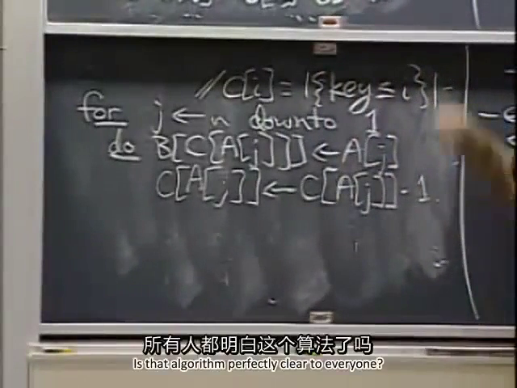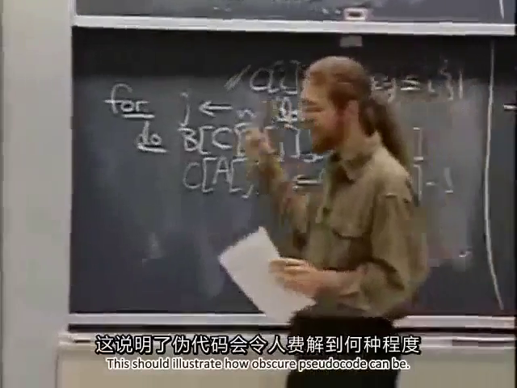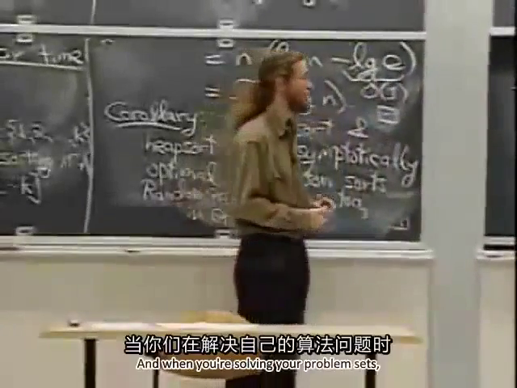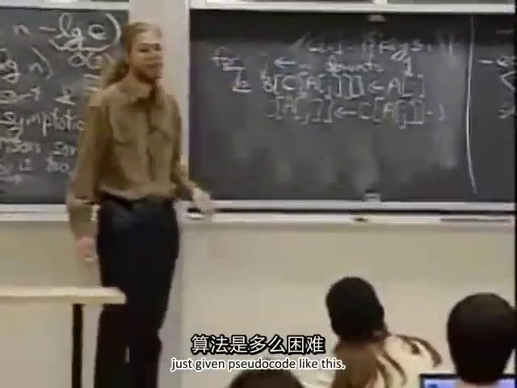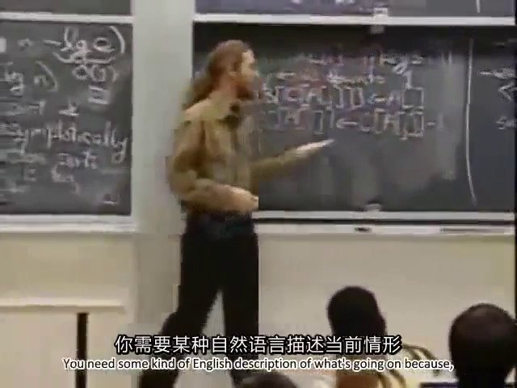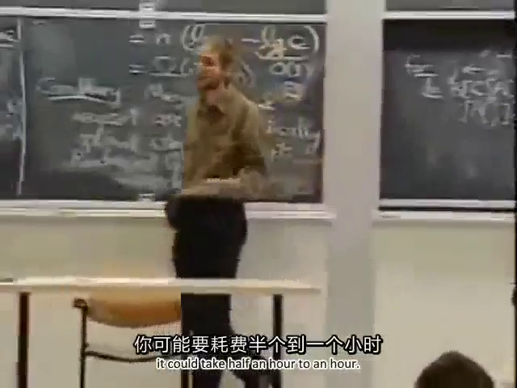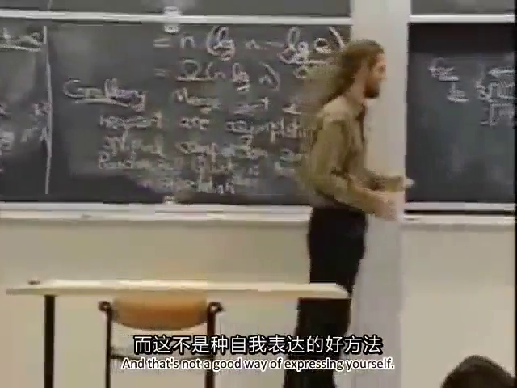So, is that algorithm perfectly clear to everyone? No one. Good. This should illustrate how obscure pseudocode can be. When you're solving your problem sets, you should keep in mind that it's really hard to understand an algorithm just given pseudocode like this. You need some kind of English description of what's going on, because while you could work through and figure out what this means, it could take half an hour to an hour. And that's not a good way of expressing yourself.